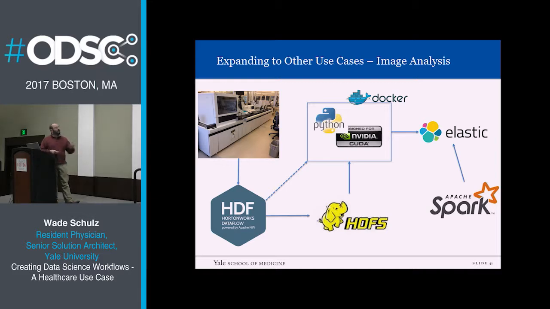So what we started developing is a pipeline where we can actually ingest those images with HDF, store them in HDFS, and then we actually have some machine learning libraries we've built in-house that do the image recognition for us. So HDF will trigger off the machine learning algorithm to give us our evaluation, and then we store the results, metadata, and features in Elastic with Spark analysis.